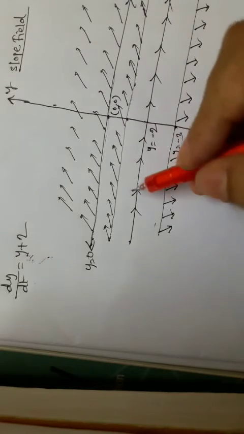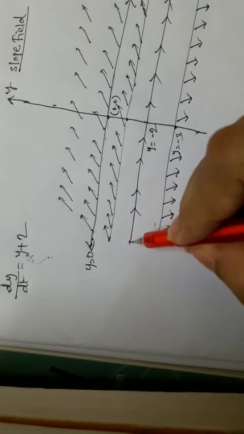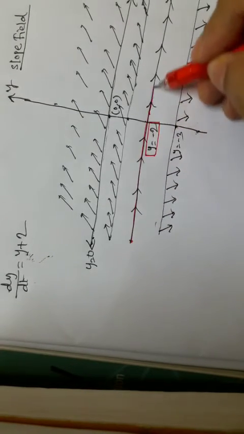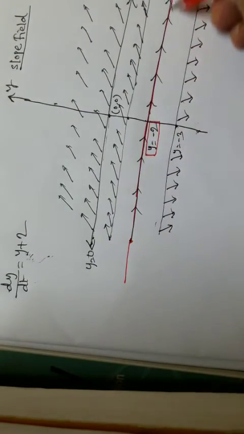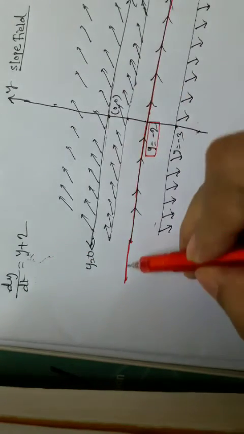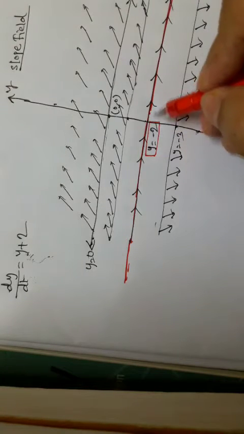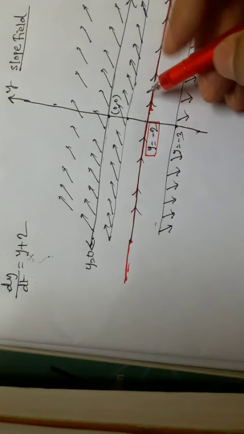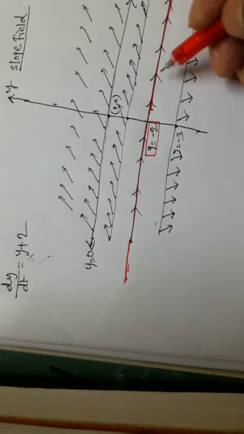So which one is the steady state solution? This y is equal to minus 2 is our steady state solution of the given differential equation dy/dt is equal to y plus 2. Now we check whether this steady state is stable or unstable.